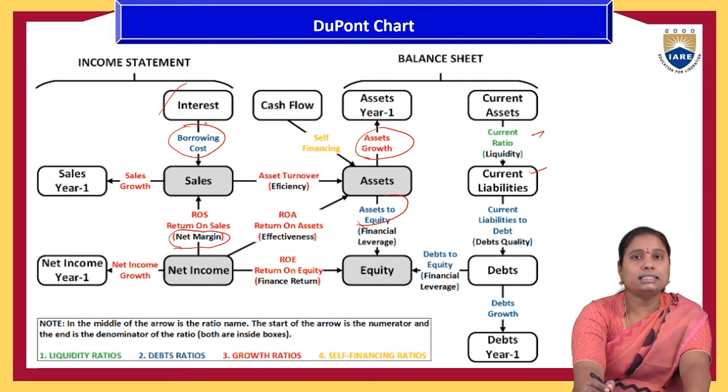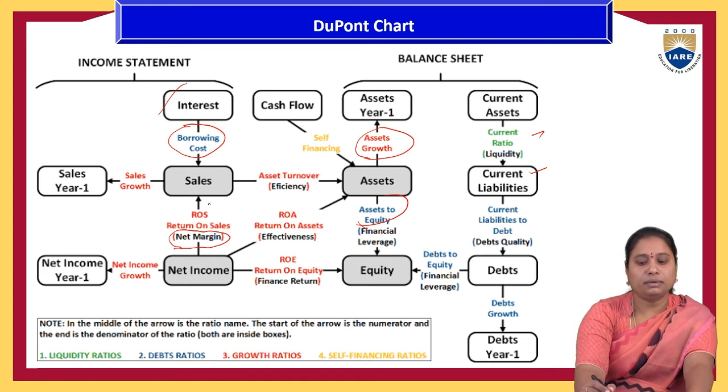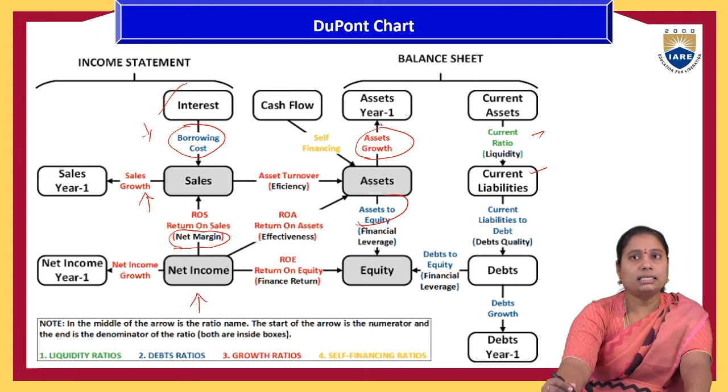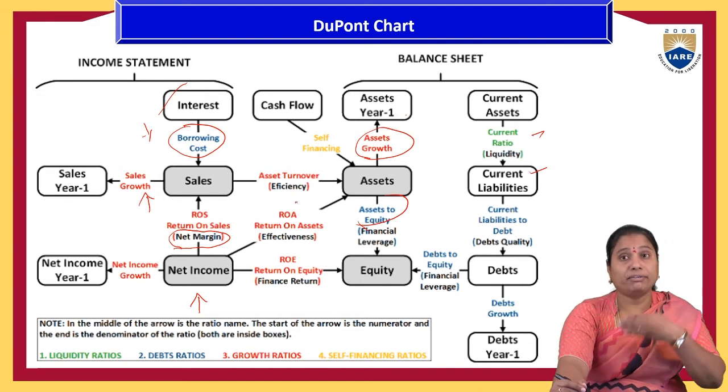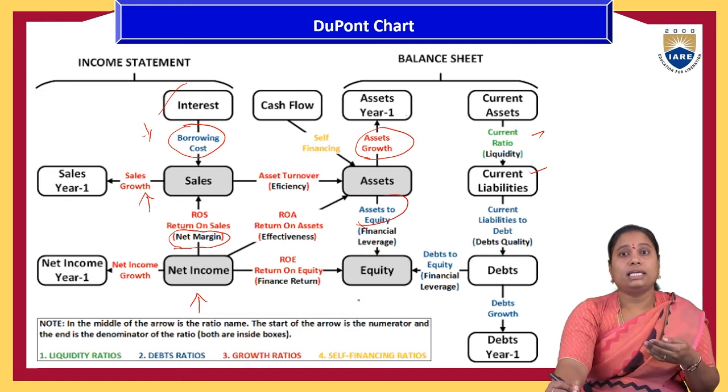Because of the less interest payability, there will be more sales of the organization. If the sales growth is there and they are paying less interest, then obviously their net income will increase. Then if the assets turnover efficiency has improved, then the return on equity will also increase.